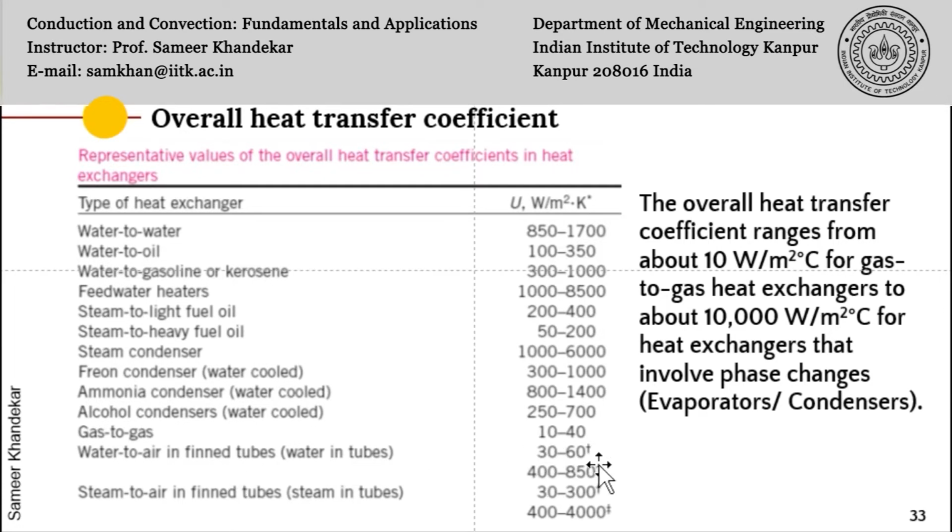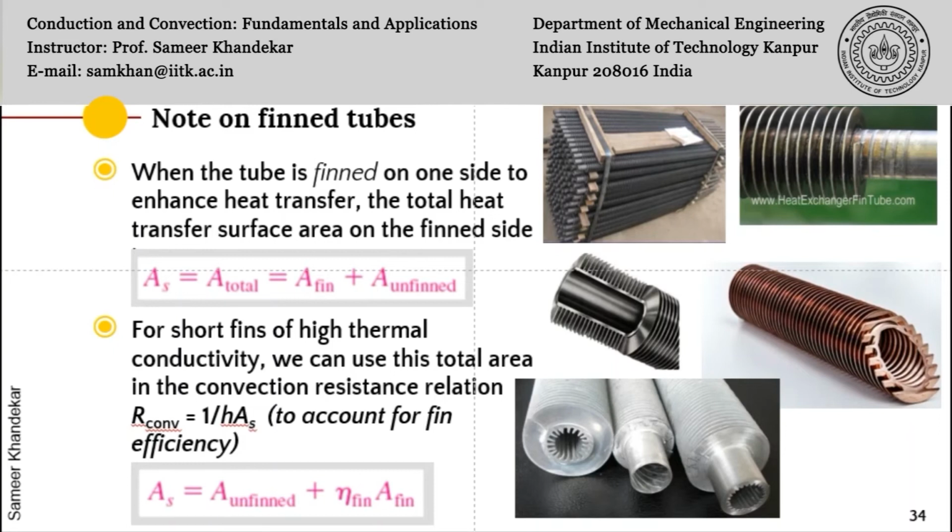So you should have a certain feeling for these values, because if your numerical answer for a condenser comes out to be 15 or 20 or 30 watts per meter square Kelvin, then you should immediately realize that something is wrong, because a steam condenser will never have such low heat transfer coefficients in real time. So moving on to slide 34, here you see several examples.